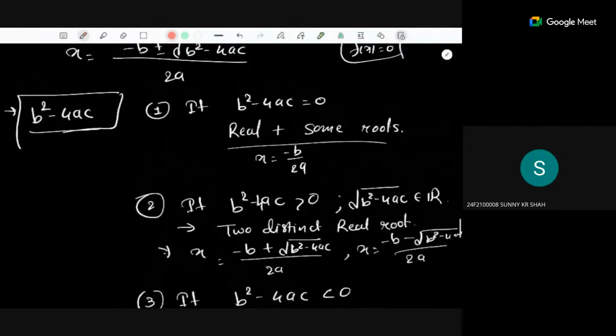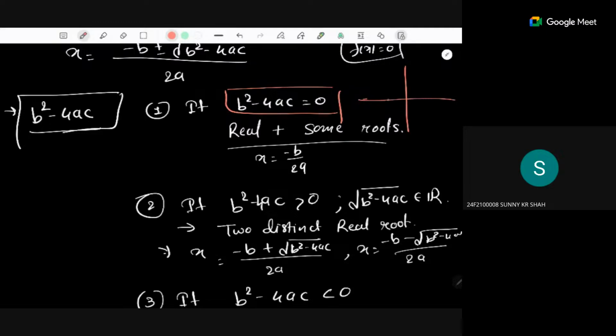So for example here, since b square minus 4ac is equal to 0, in this case your parabola will touch the x-axis at its vertex point. So that means in this case, either your parabola will be something like this, or if it's a downward parabola, it will be something like this. The coordinates differ, right? So it depends on the root. But the parabola will touch the x-axis at a point.